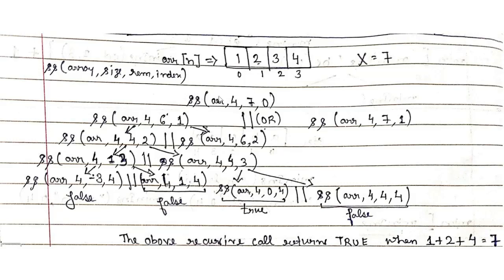This is again a pointer or a reference to the array which we are having over here, 1, 2, 3, 4. This is the size of the elements. How many elements do we have in our array? This is the sum which we intend to make out of any of the subsets in this set, and this 0 signifies the current index in this array where I am present at.